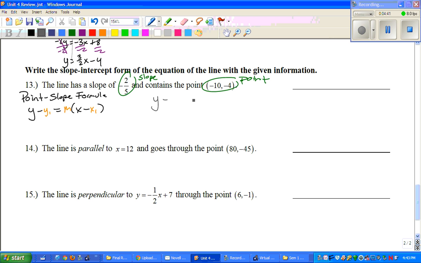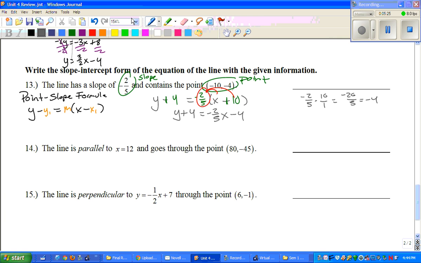So here we go. Y minus. Let's start plugging everything in. The slope is negative 2 over 5, x minus negative 10, because the 2 negatives make a positive. Now, you need to distribute your slope. So you get y plus 4 equals negative 2/5 x. And then off to the side over here, you should be doing negative 2 over 5 times 10 over 1. There's multiple ways to do this. No matter which way you do it, you should get negative 4.